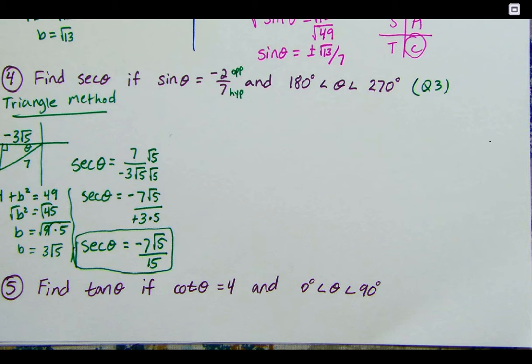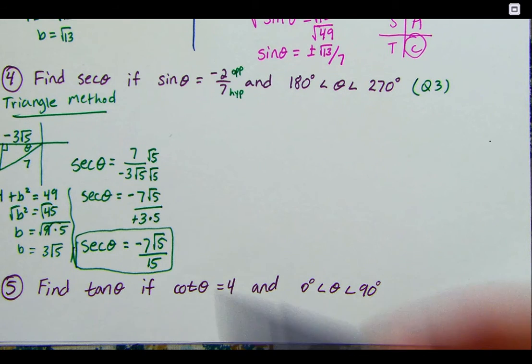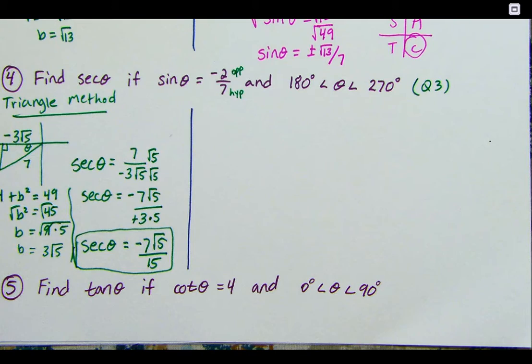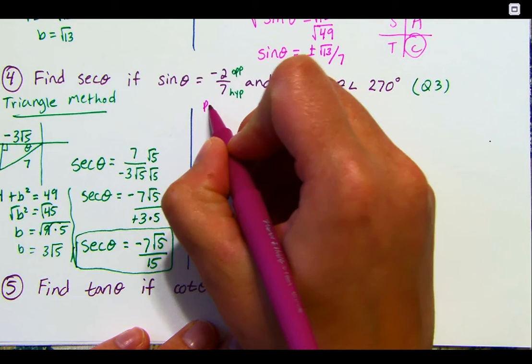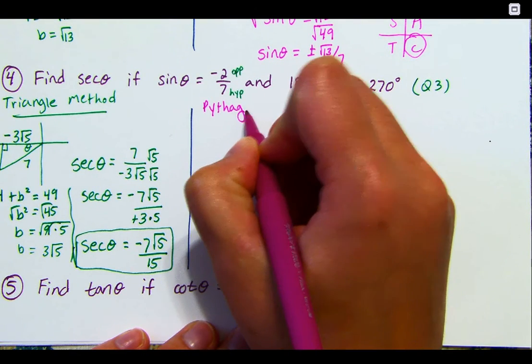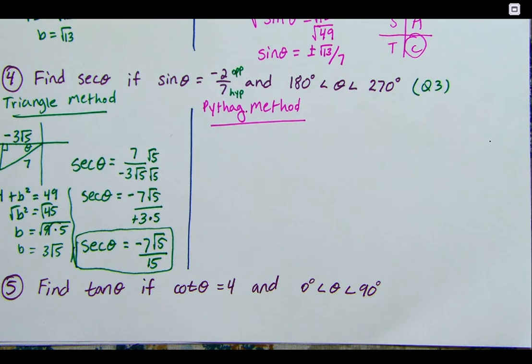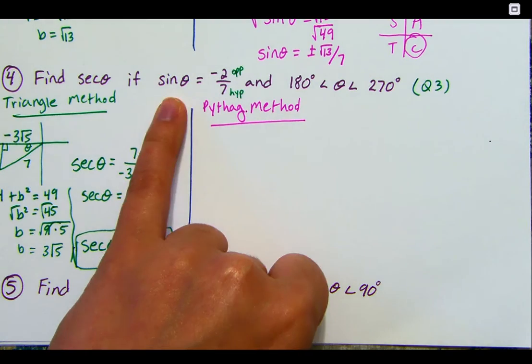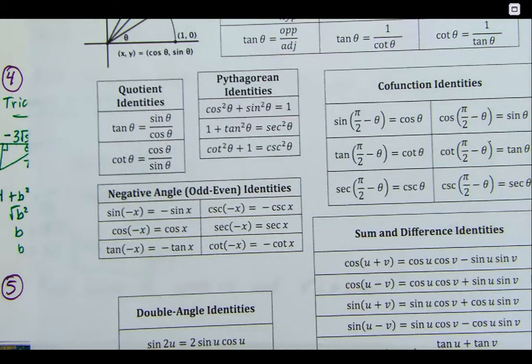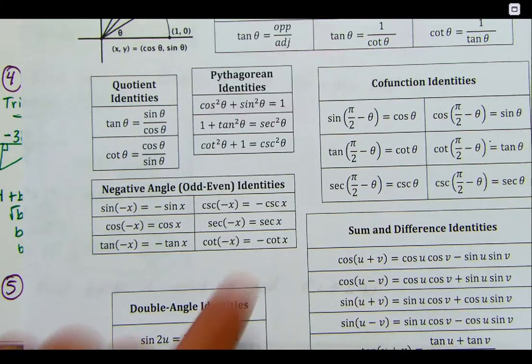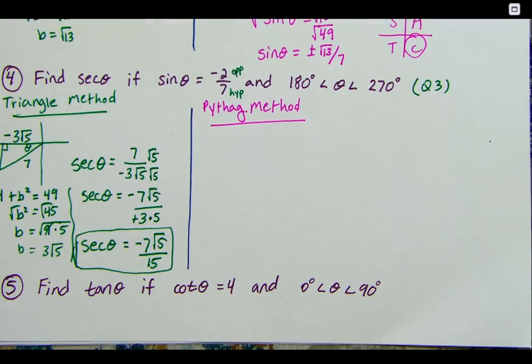All right, so if we do the other method, so the Pythagorean Identity one, we want to start by looking at which trig function they gave us. So they gave us sine. So on my identity, I'm finding the one with sine in it. So we're going to use this top one.